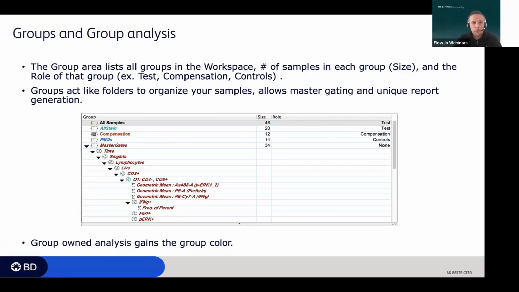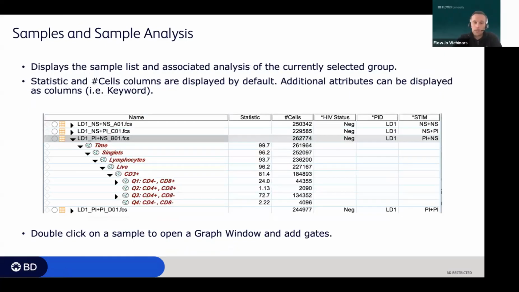The bottom part is the sample and sample analysis. When you select a group, in this part, you're going to see all the samples that are included in this group. As a default column, you're going to have your sample name, your statistic, which is the percentage of parent, and the number of cells. You can add additional columns if you want. Here, for example, I did add my keyword columns with my HIV status, patient ID, stimulation, but you can add whatever you want.